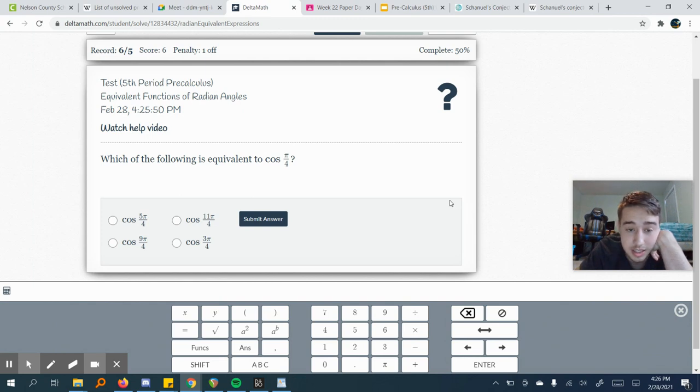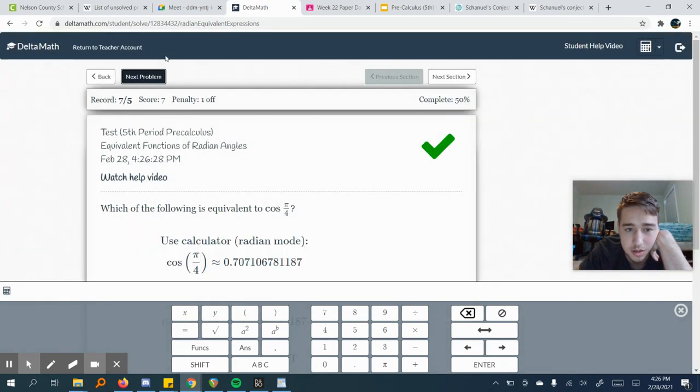Because when I look at this, I see reference angle is pi over 4. Reference angle is also pi over 4, but this guy's in a negative place. Reference angle is also pi over 4, but this guy is also in a negative place. 9 pi over 4 is going to be the same, so we're going to go with that. But let's move on from this.